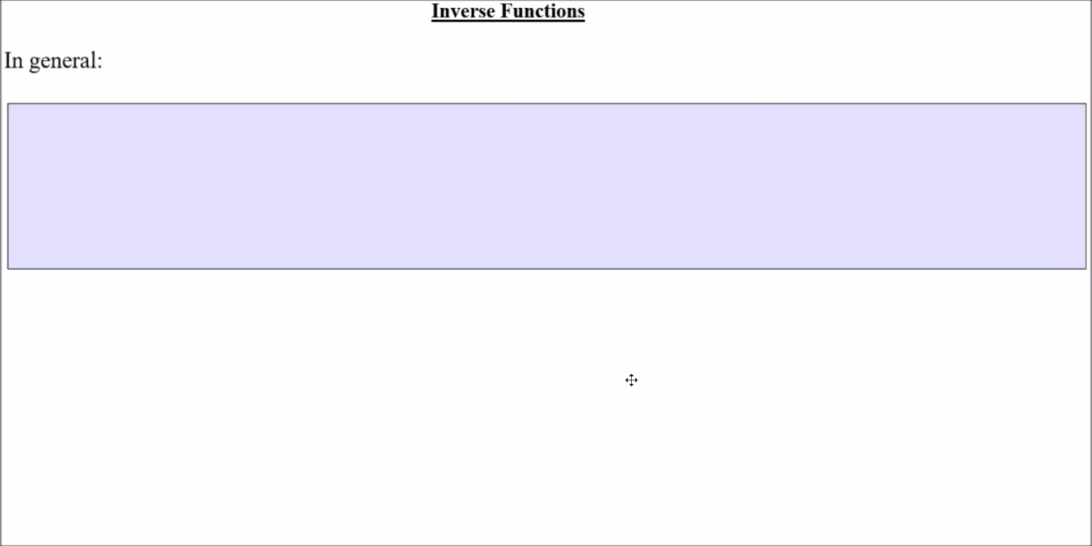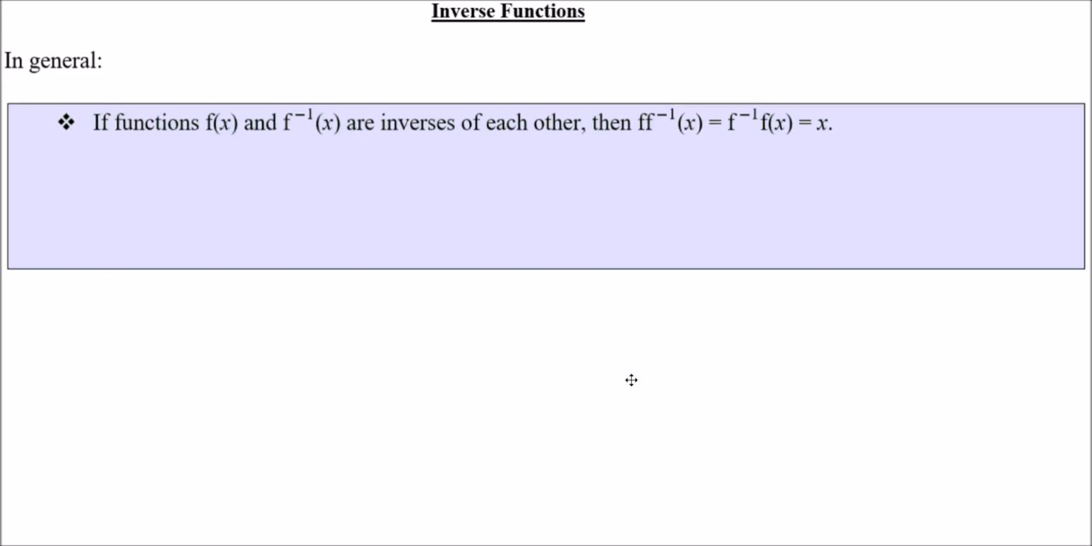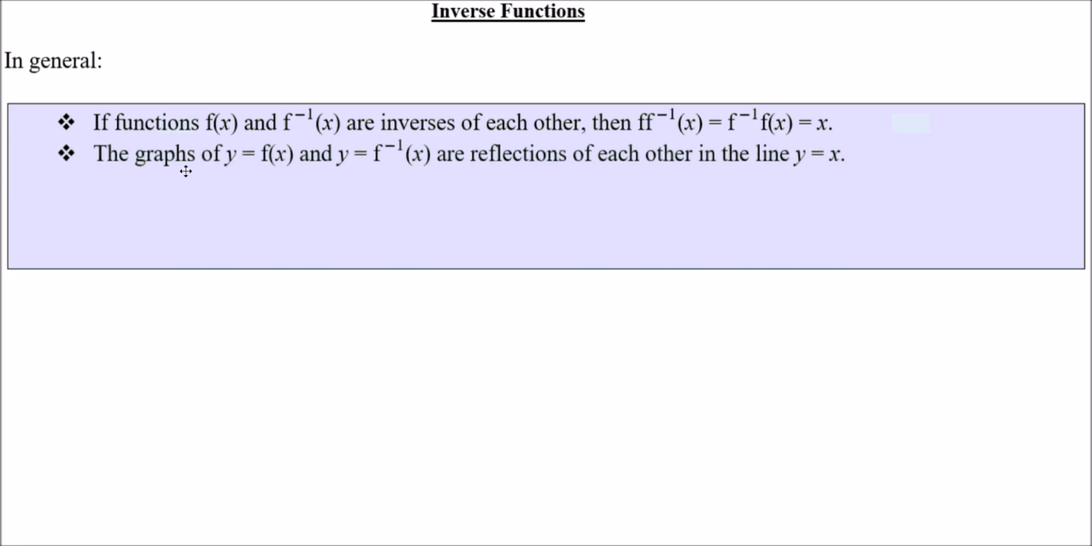Let's now try some questions together to build our understanding up. But before we do that, just let's generalize. So in general, a few key points. If functions f of x and f minus 1 of x are inverses of each other, then f of f minus 1 of x will always equal x, the original element itself. So in other words, you can think of the inverse as undoing the function, and the function as undoing the inverse, giving back the element as it was. One undoes the other.